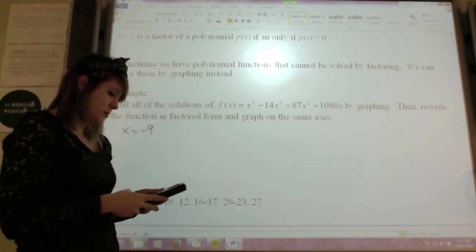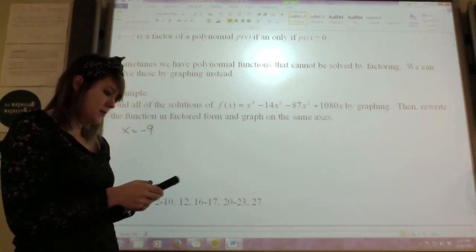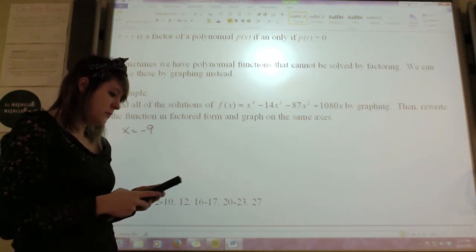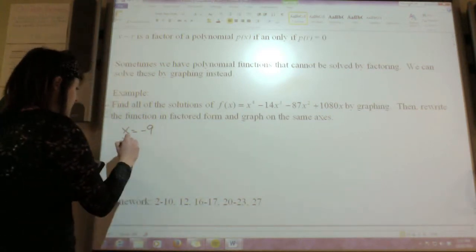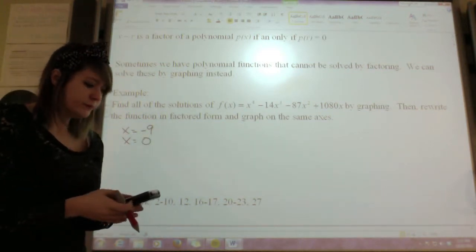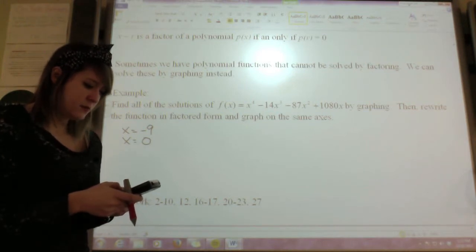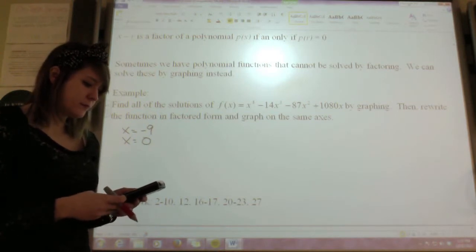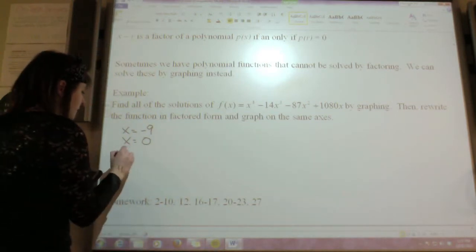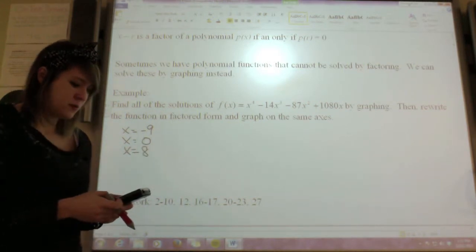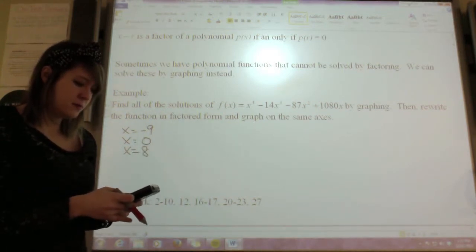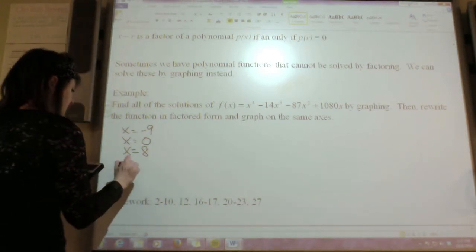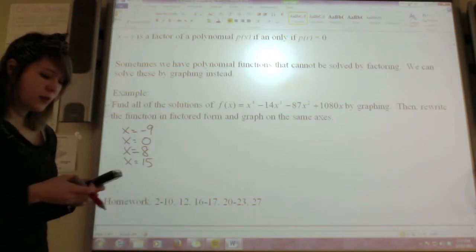I'm going to do this again, do my left bound and my right bound, and I get x equals 0. Do it again. This time I get x equals 8. And last one, x equals 15.